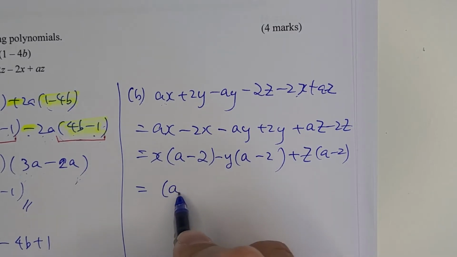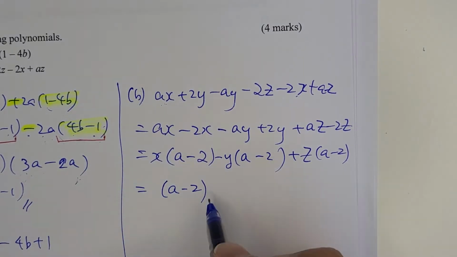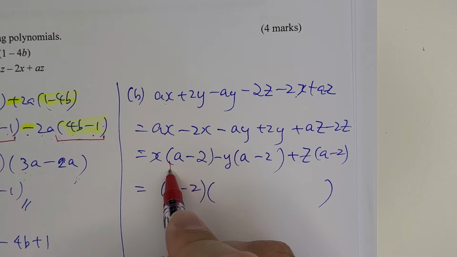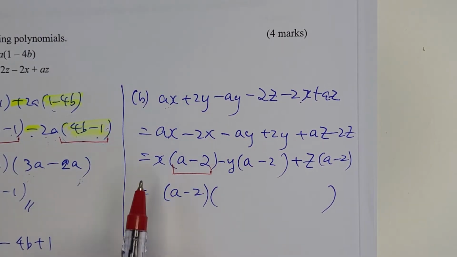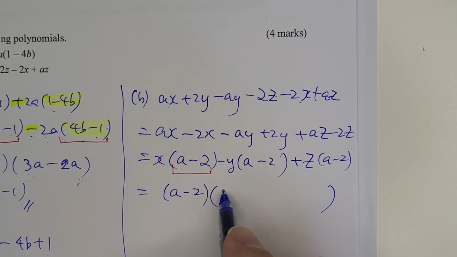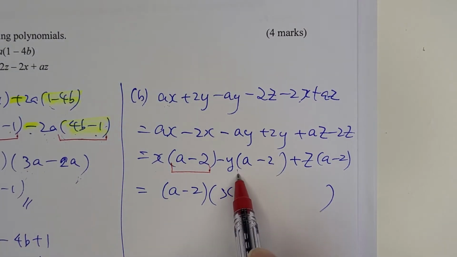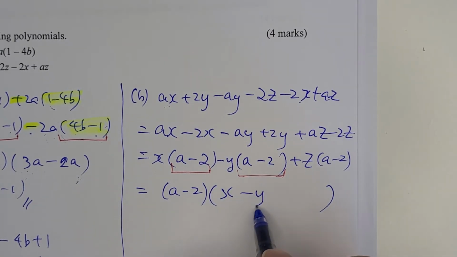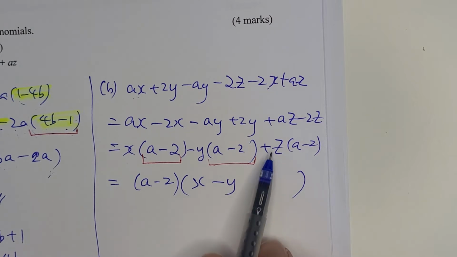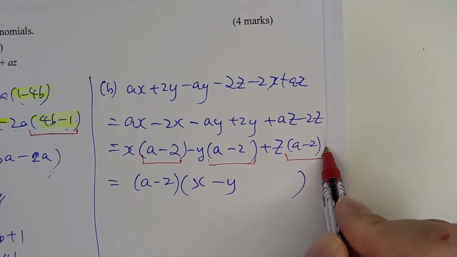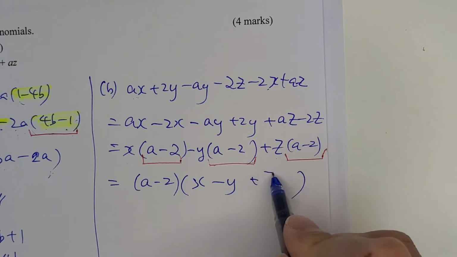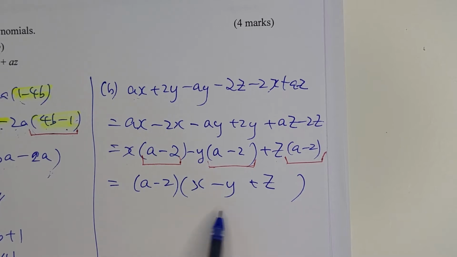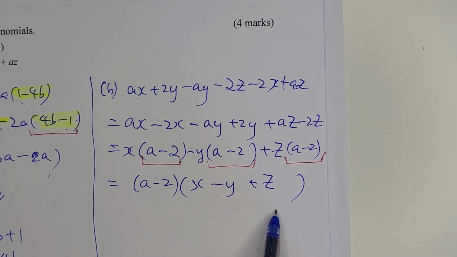You just write it once on the leftmost position, and then inside the bracket, for the first term, if you remove this a minus 2, you just have x left. For the second term, if you remove a minus 2, then you just have minus y here. And the third expression, if you remove a minus 2, you just have z here. So the answer is a minus 2 in the first bracket. For the second bracket, that's x minus y plus z.